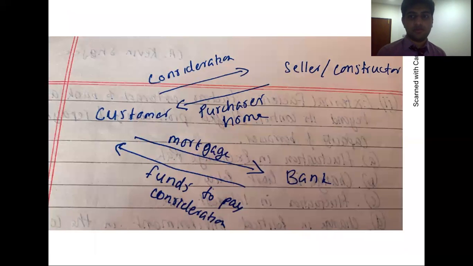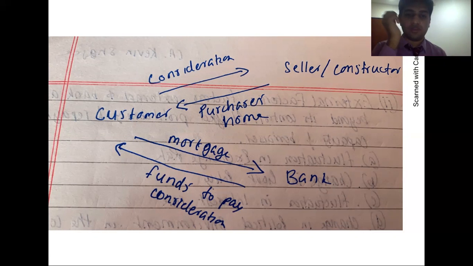Here is a brief description of how a mortgage loan functions. A customer purchases a home, or constructs a home, from a constructor, a contractor, or a seller. Let's first assume there's a purchase, not a construction. In case of purchase, the customer will purchase the home from the contractor. How will they get the money? Sorry, that is in case of construction.